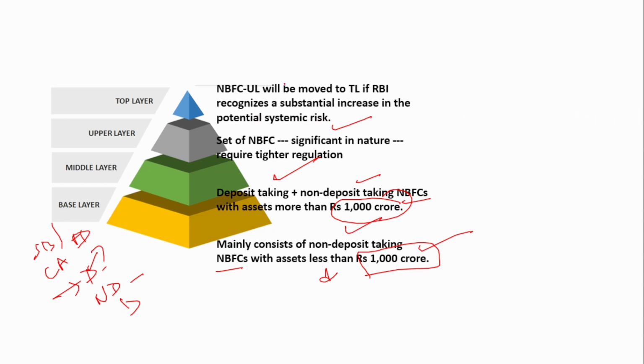In the top layer, an NBFC in the upper layer will be moved to the top layer if RBI recognizes a substantial increase in the potential systemic risk. It means that if one of the NBFCs in the upper layer fails, then it can affect all other NBFCs also. It can affect the NBFC system itself. When RBI recognizes a substantial increase in the potential systemic risk, that NBFC will be moved to the top layer. Okay. So, these are the types of layers in the NBFC.